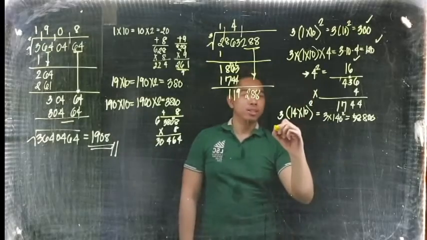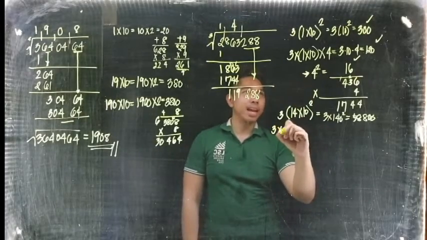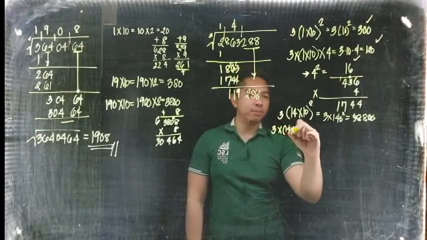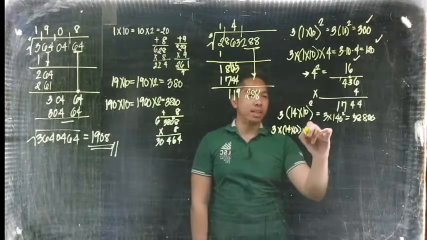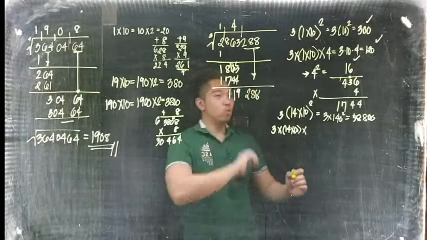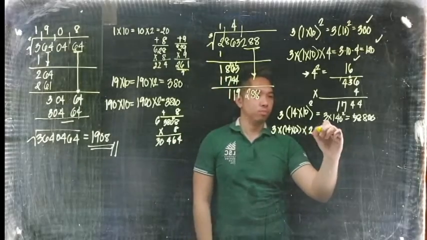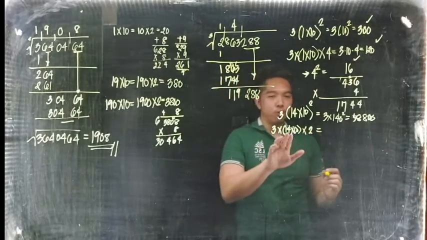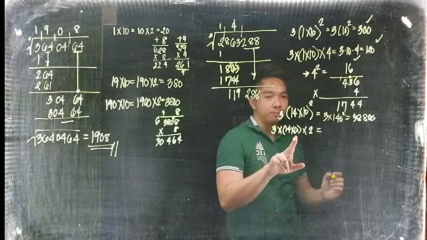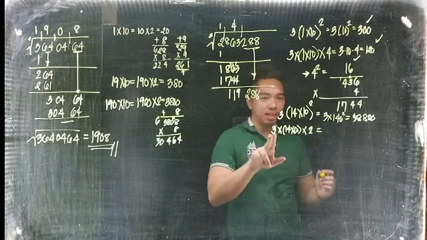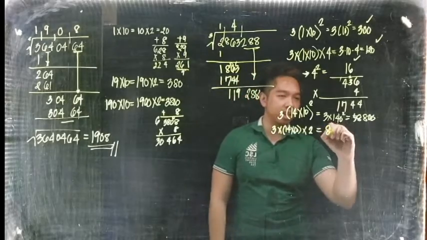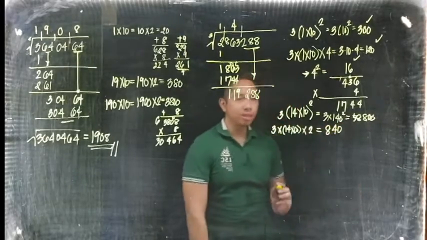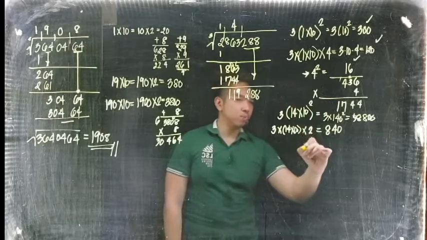Ganun ulit. So that would be 3 times 14 times 10 and our assumed number. So anong i-assume number natin? So let's try to assume 2. So 14 times 10, so 140. 140 times 3 times 2, okay. So a while ago I solved that. So that is 840. And then square the assumed number.